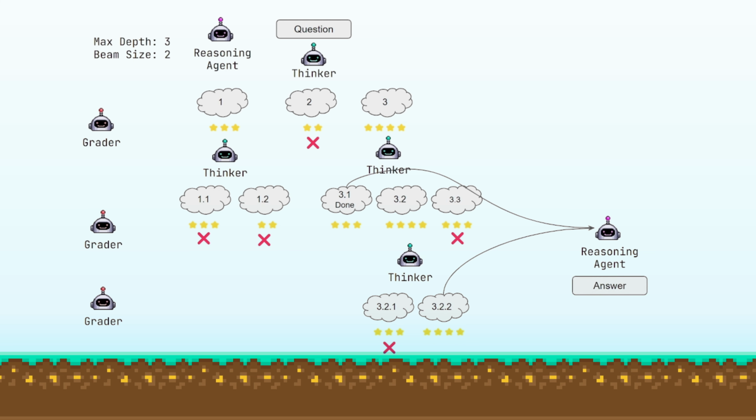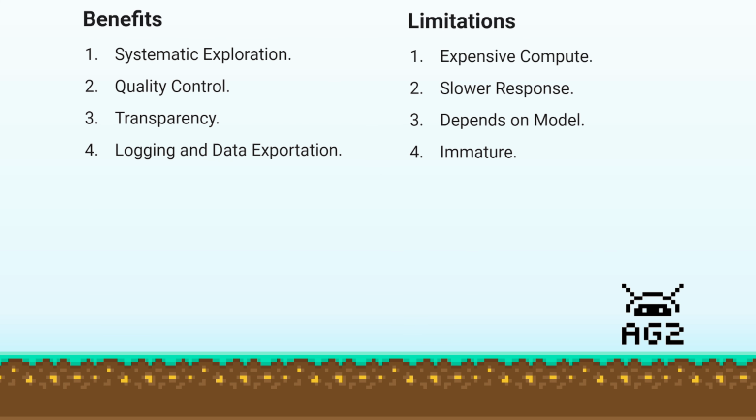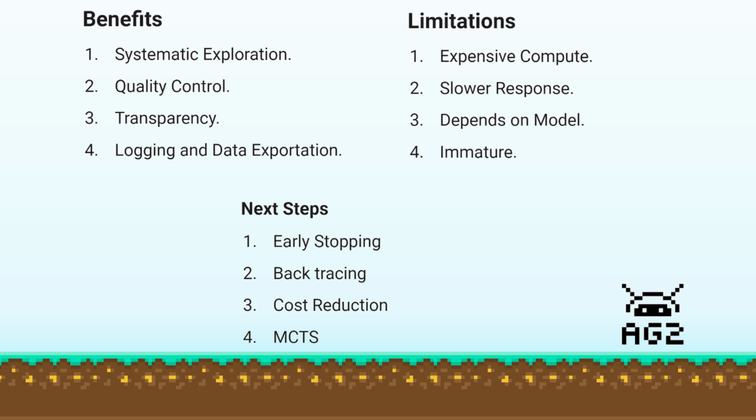This approach provides numerous benefits. It enables a more systematic exploration of the problem space, ensuring that reasoning does not remain confined to a single trajectory. The grading mechanism enforces quality control, allowing only high-quality thought paths to advance. The step-by-step reasoning process enhances transparency, clarifying how the final answer was reached. Additionally, the system's logging capabilities facilitate data exportation, aiding future analysis and improvements.